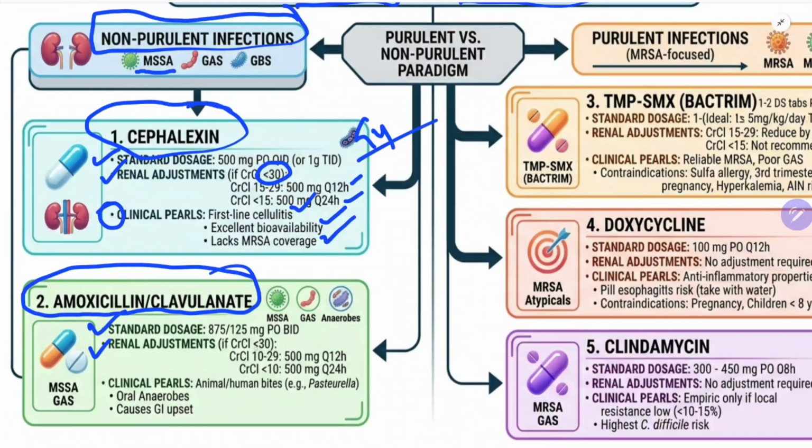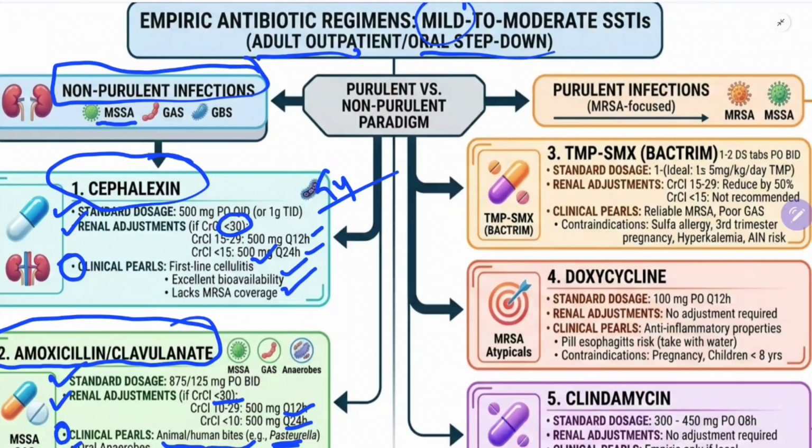Renal adjustment only if GFR falls less than 30 creatinine clearance. It should be used twice daily, 500 mg amoxicillin, if it is between 15 to 30, and if it is less than 15, it is once daily. Clinical pearl about this: for animal and human bites, Pasteurella, amoxicillin-clavulanic acid is the drug of choice. Remember this point, okay? Because it covers oral anaerobes. But one thing is it causes GI upset. So this empiric antibiotic is for mild infection.